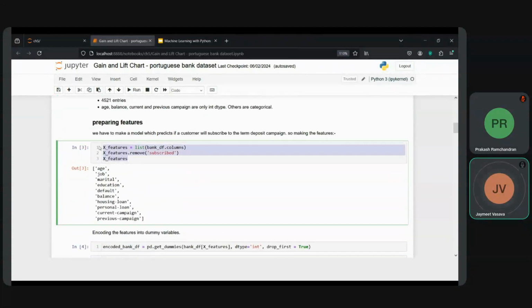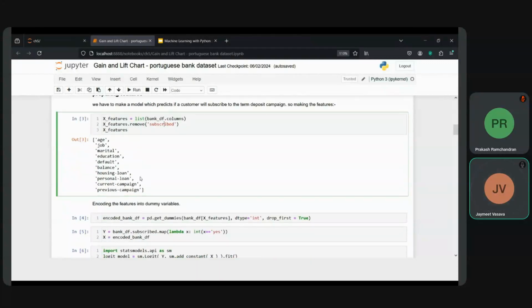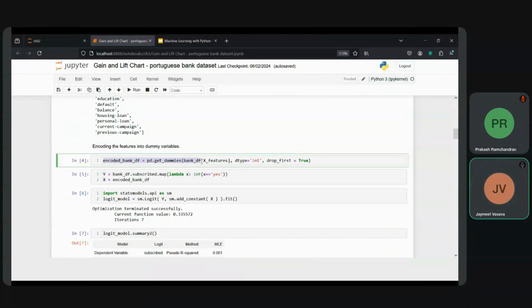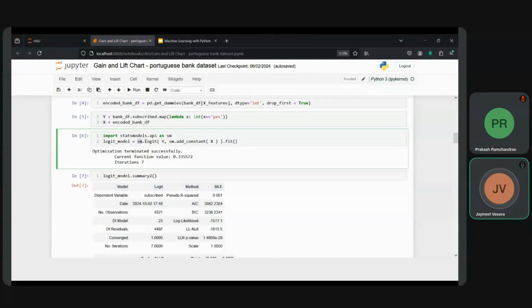Then we create the independent variables, and these are all the ones. We remove subscribed to make it the dependent variable. Then we create the dummy variables, and the DF containing these dummy variables will be used as the independent variable in the model that we use, and we also create the intercept for use in the model.